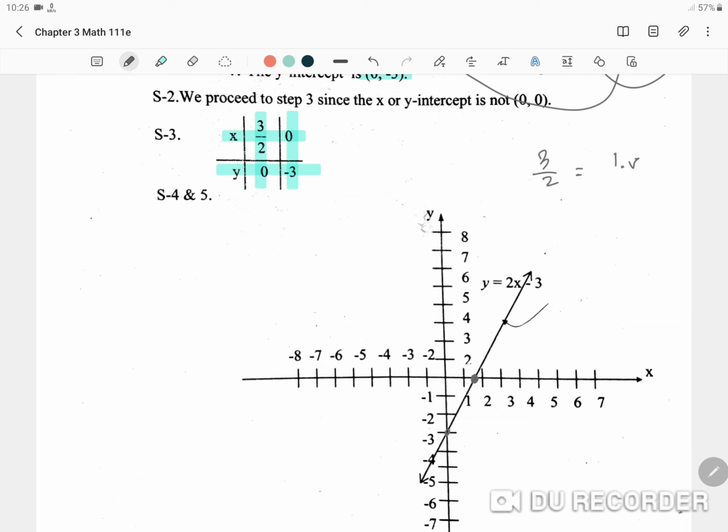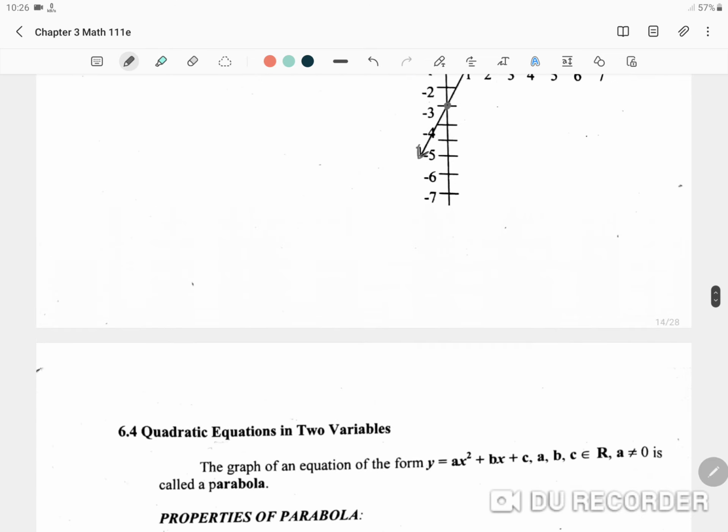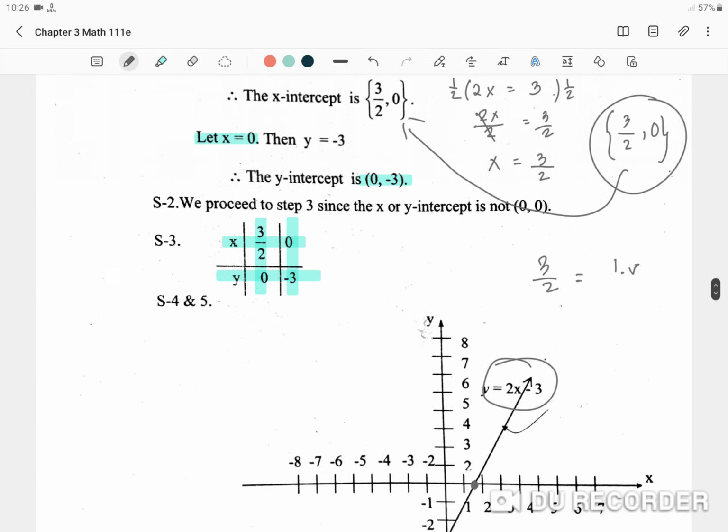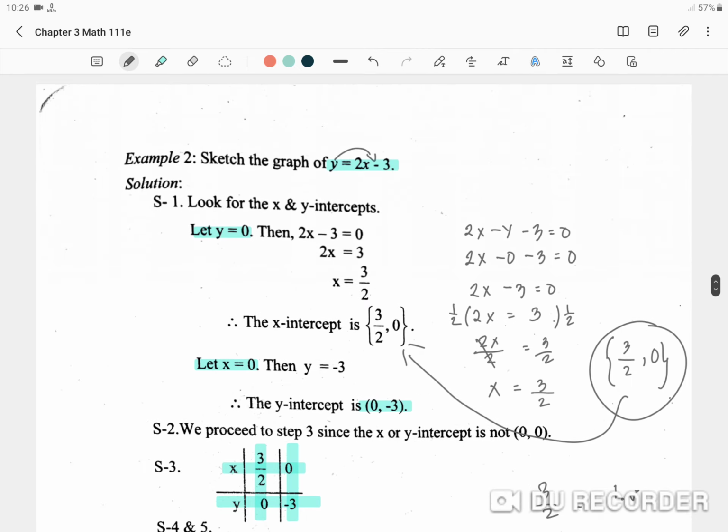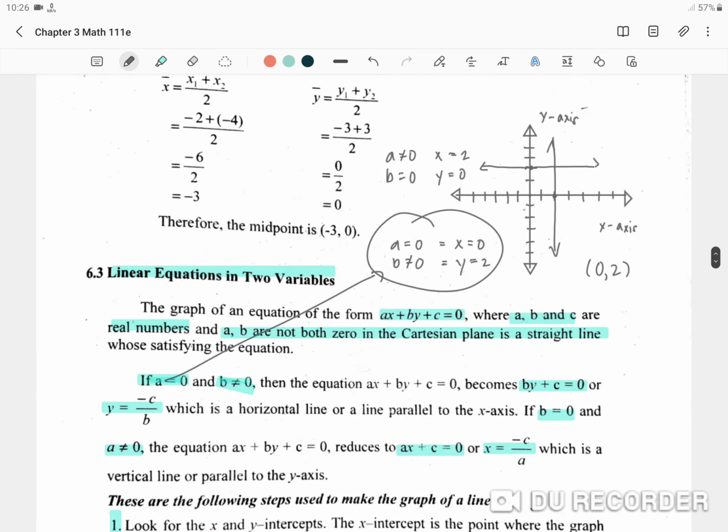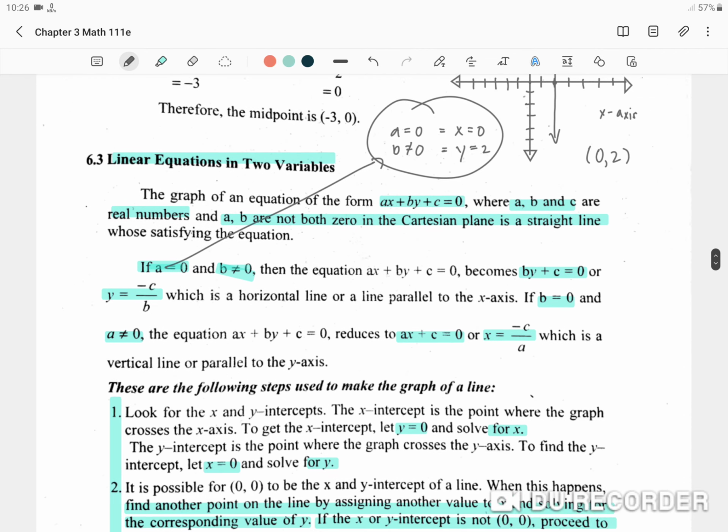So, yan. So, if we try to connect both of the points na meron tayo, we were able to create a line. Yan. And that is our y is equal to 2x minus 3 na equation. So, that's it. Ganyan lang or that's how we plot lines sa kuha natin sa equation into variables natin.